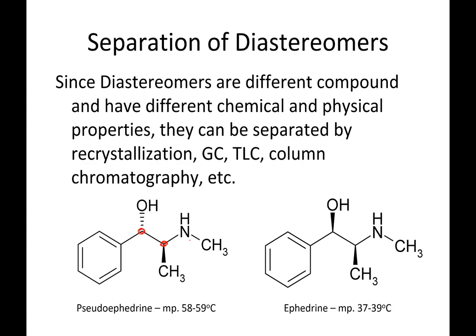Ephedrine is its diastereomer. This chiral center is the same. This chiral center is opposite. So in this case, one was the same, and one has the opposite configuration, exactly what a diastereomer is. You can see from their melting points, they have different melting points. If you shoot them into a GC, you'll see two peaks. I can guarantee you somewhere in the U.S., some crime lab is shooting these things into the GC as part of a methamphetamine investigation.